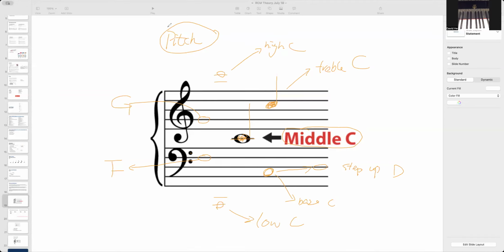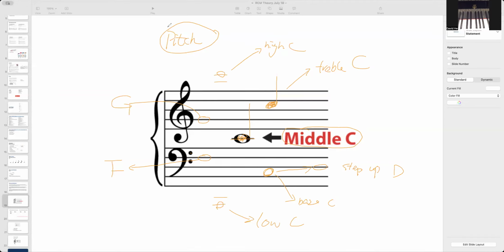So we studied intervals in the third class last week, remember? So we know that the steps interval is second. So the skips interval is what? Third, yes. So we got a second, we got a third. That's about two notes.